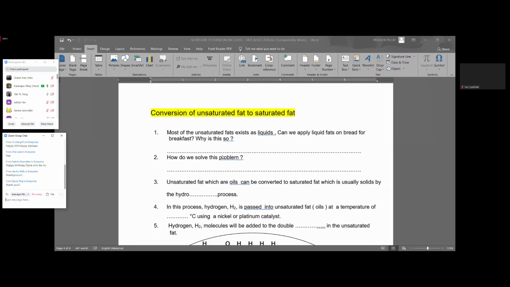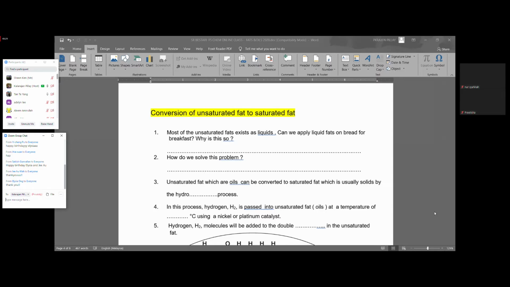Can we apply liquid fats on bread? Put cannot. The reason, because the oil will soak the bread. The bread will become wet with the oil. So how do we solve this problem? Put down first, convert unsaturated fats into saturated fat. That's your answer for number 2. Convert unsaturated fats into saturated fats, which are solids. We convert unsaturated fat, which is liquid, to saturated fat, which are solids.